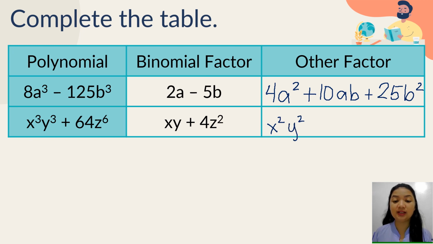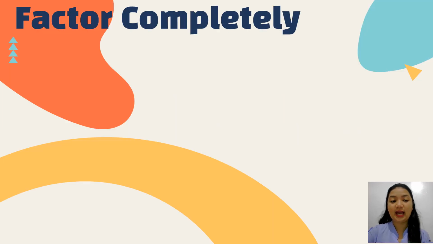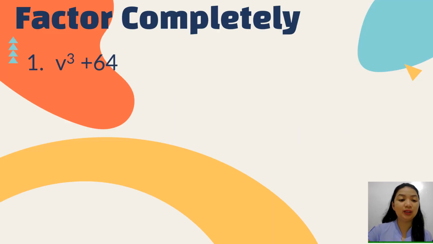Since this is positive, we'll make it negative. Then, multiply the first and then the last term, or the second term. So we have 4xyz squared. And then for the last term, that is 16z to the fourth, since we square 4z squared. How about this one? Let us factor completely.